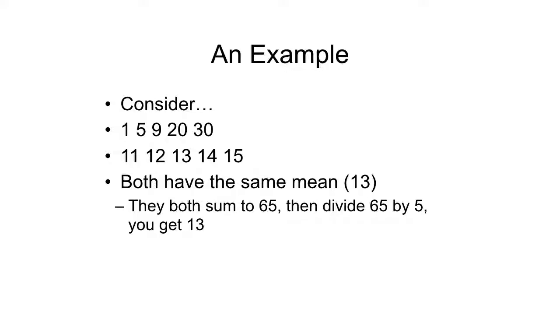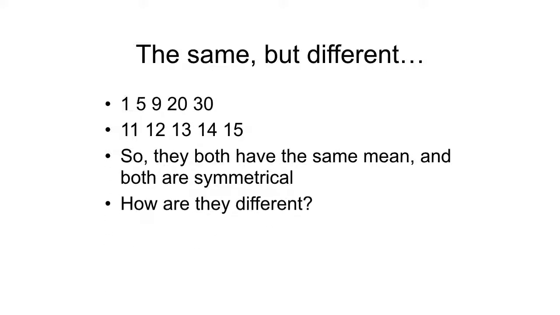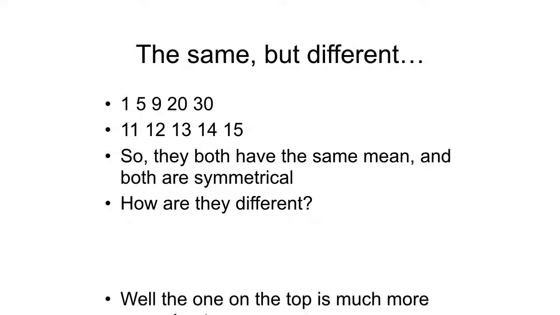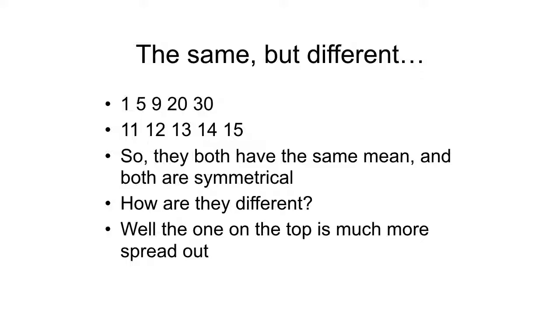Okay. So they're the same but different, as I'm saying. So there's our 2 batches of numbers again. They're both symmetrical, and they both have the same mean. How are they different? Well, the one at the top is much more spread out, isn't it? The one at the top is much more spread out than the one at the bottom.